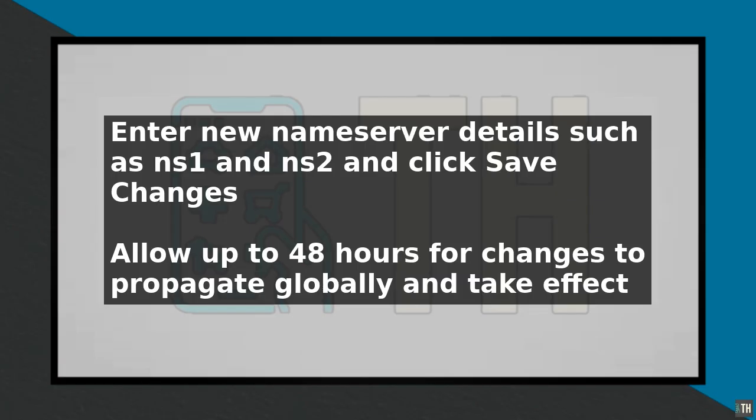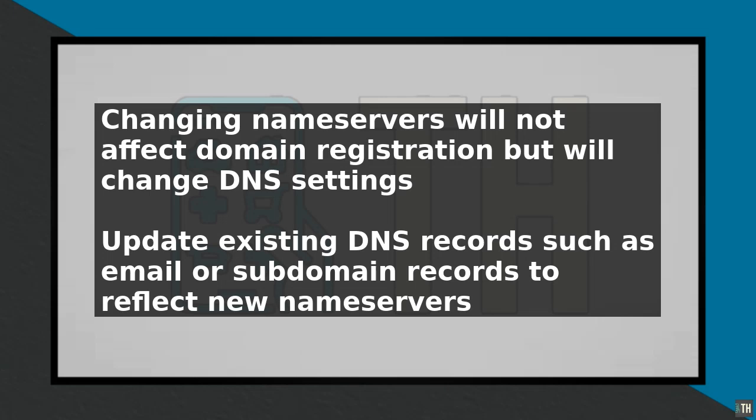This means that if you have any existing DNS records, such as email or subdomain records, they may need to be updated to reflect the new nameservers. To avoid any downtime, it is a good idea to set up the new DNS records before changing the nameservers. This way, when the nameserver change is made, the new DNS records will be in place, and your website and email should continue to function without interruption.